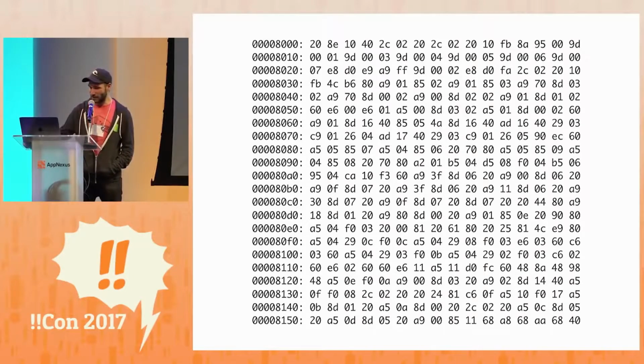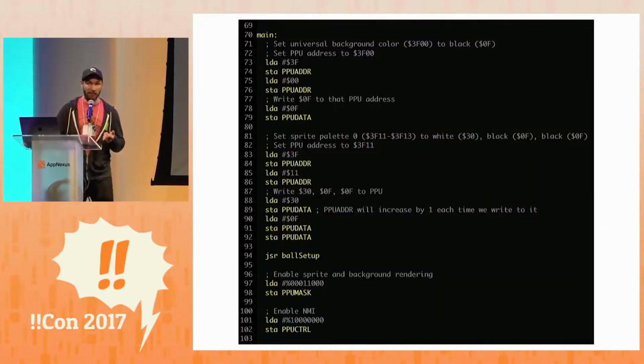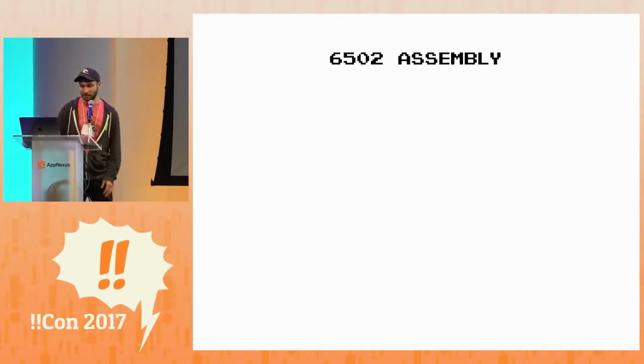So this is where the CC65 toolchain comes into play. This is basically an assembler and a linker. A linker will give you NES ROM files that you can then run on emulators. And this allows you to write code. I say code because, well, it's still super low level. It's not the code you'd expect from a high-level language or anything.